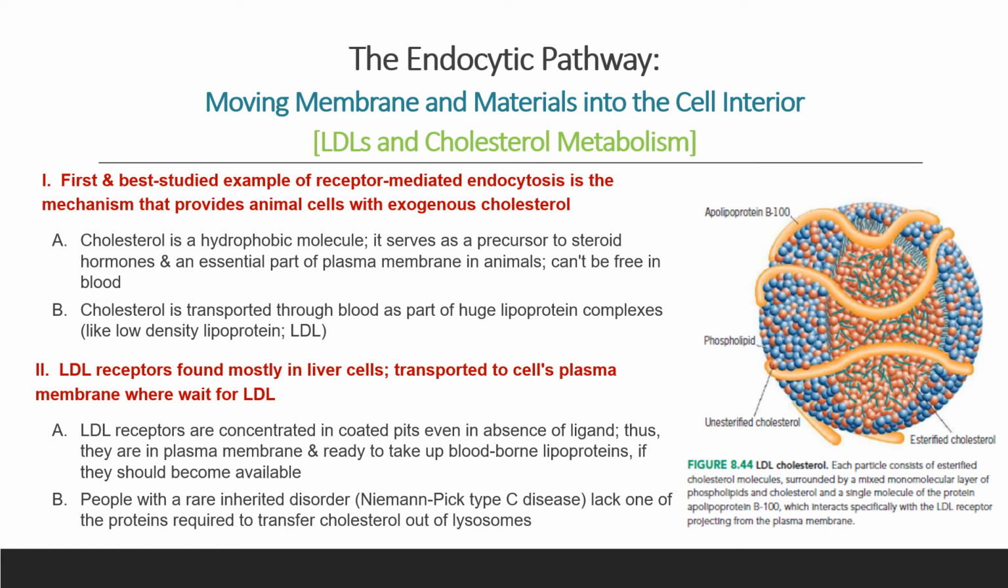So cholesterol is transported through blood as part of the huge lipoprotein complexes, and LDL receptors found mostly in the liver cells are transported to the cell's plasma membrane where they wait for the LDL or the low density lipoproteins. So LDL receptors are concentrated in coated pits even in the absence of ligand. Thus, they are in plasma membrane and ready to take up blood-borne lipoproteins if they should become available. And people with a rare inherited disorder like the Niemann-Pick type C disease lack one of the proteins required to transfer cholesterol out of the lysosomes.